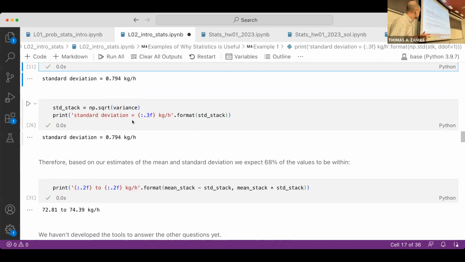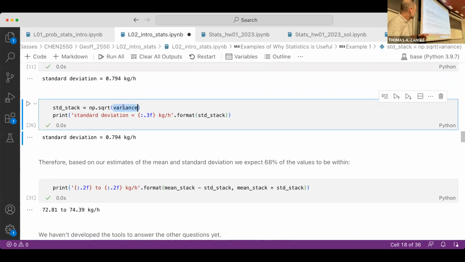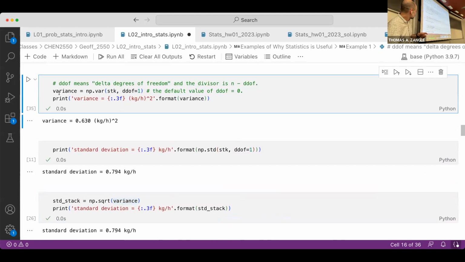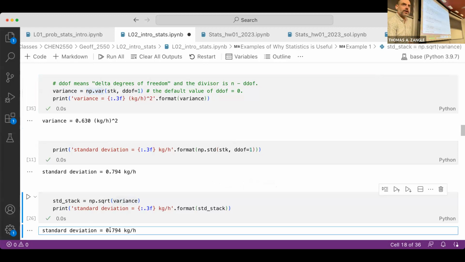Another way of finding this, we could store variance. We go back up here. We stored variance as the output of the NumPy variance function. And when we do that, we know that the standard deviation is the square root of the variance. So if we computed the variance this way, we could then find the standard deviation as the square root of that value. And again, get the same thing.